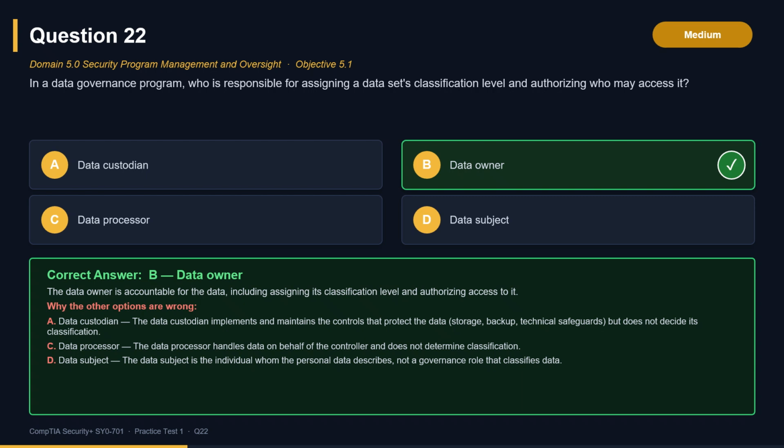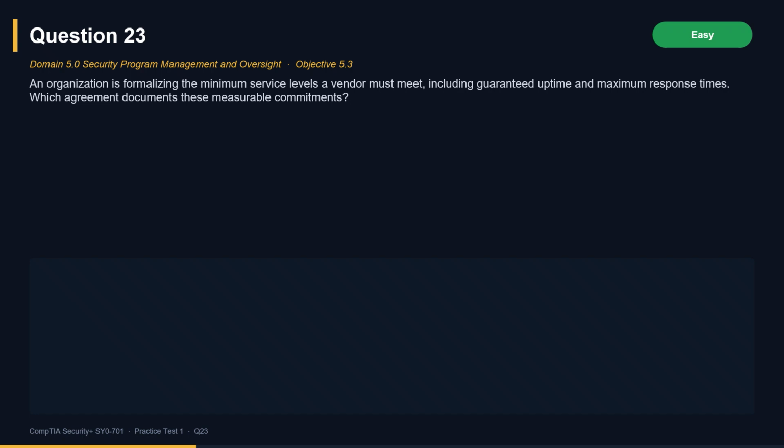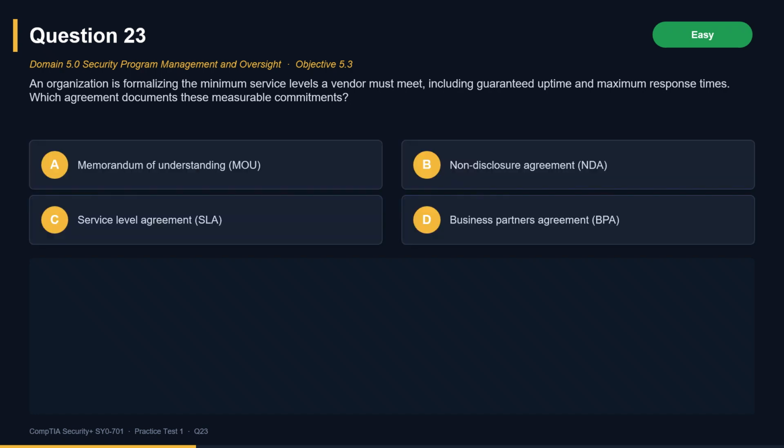Data processor is incorrect. The data processor handles data on behalf of the controller and does not determine classification. Data subject is incorrect. The data subject is the individual whom the personal data describes, not a governance role that classifies data. Question 23. An organization is formalizing the minimum service levels a vendor must meet, including guaranteed uptime and maximum response times. Which agreement documents these measurable commitments?